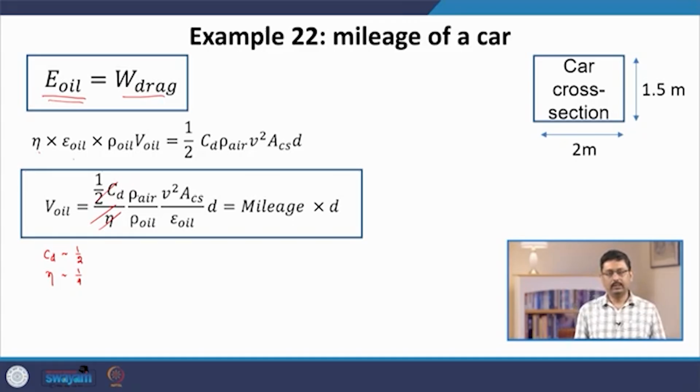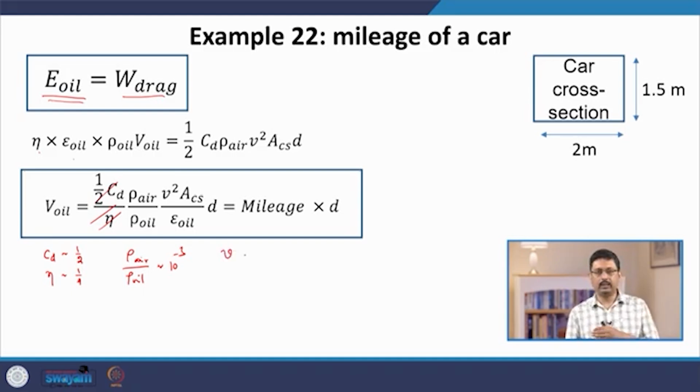Now, how much is the density ratio? We have this expression, the ratio of the density of the air which is outside and the oil which is inside the car. How much is the density of the oil? Well, we may not know the numbers, but we can guess that the density of oil will be very similar to the density of water, and water is approximately 1000 times more dense than air. So, we put rho air by rho oil as something like 1 by 1000, and then there is the speed of the car.